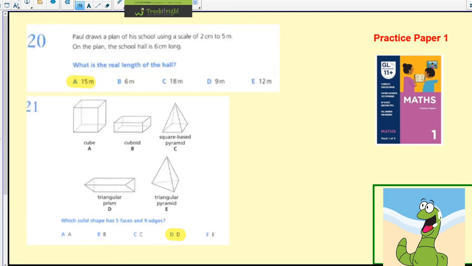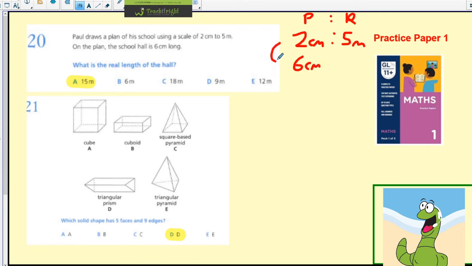20. Paul draws a plan of his school using a scale of 2 centimeters to 5 meters. So again, 2 centimeters to 5 meters. Again, it's just worth saying, this is the P for plan and R for real. So on the plan, the school hall is 6 centimeters long.